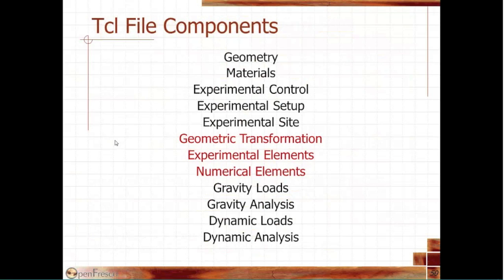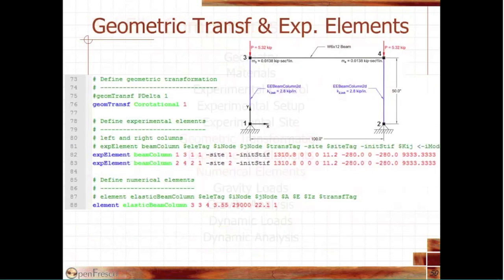The geometric transformation is now very important because we're trying to do structural collapse. We can either use the p-delta transformation or the corotational transformation. In this case, we're using the corotational transformation. Then we come along and we have to define our beam column elements themselves.